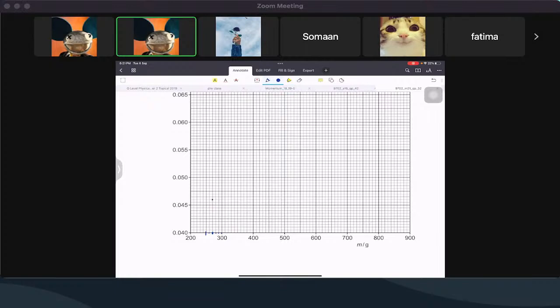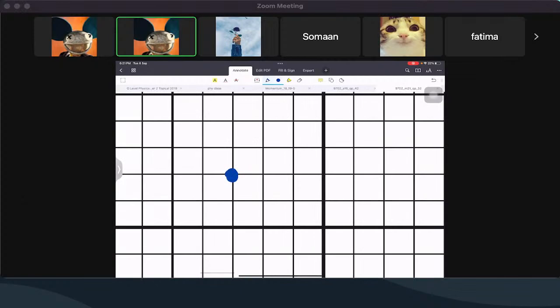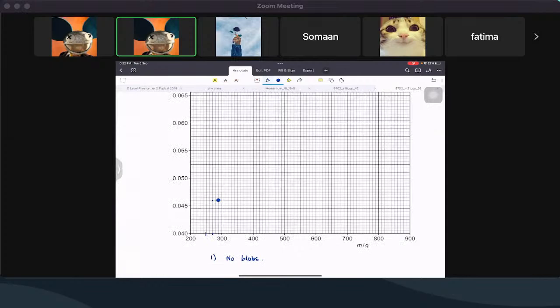Now I just want to tell you the rules for plotting. Number one, no blobs. Blobs mean that when you zoom in, this is one box, and your dot should not be bigger than half of the box. A bigger dot like this is called a blob. You don't have to do it, just make a small dot. You can make a circle around it just to identify that you've plotted a point here, nothing other than that.